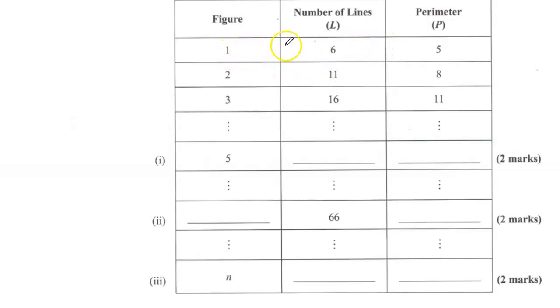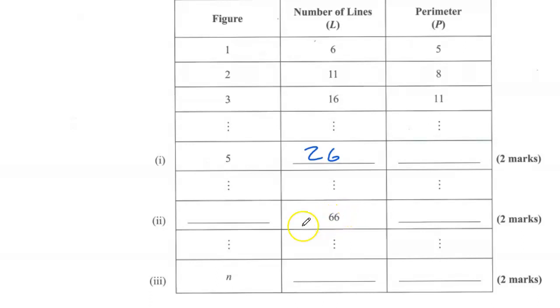So 5 times 1 plus 1, that's 6. 5 times 2 plus 1, that's 11. 5 times 3 plus 1, that's 16. 5 times 5 plus 1, that's 26. So to get this, of course, you'll remove 1. Remove 1 from the 66, you get 65.